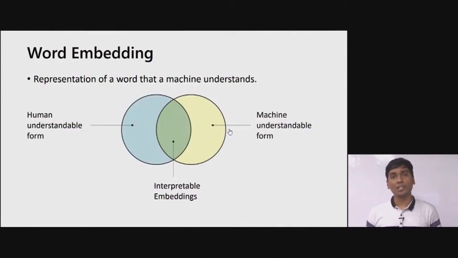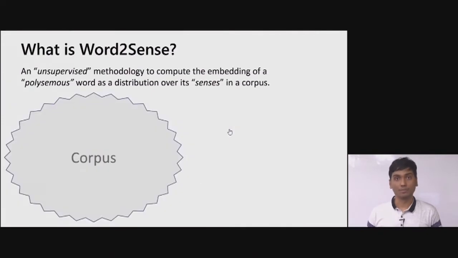It's a representation that's understood by machines, and if it's also understood by humans, it is called an interpretable embedding. The use case of an interpretable embedding is that we can trace what a machine or an algorithm does on our corpus. Okay, so what is Word2Sense?